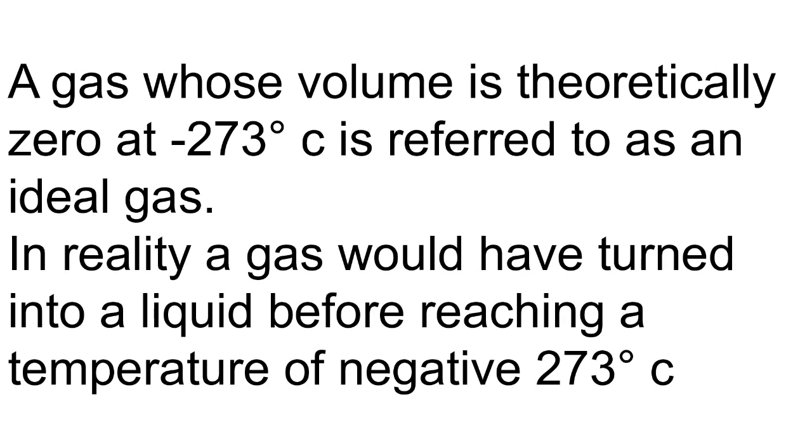A gas whose volume is theoretically 0 at negative 273 degrees Celsius is referred to as an ideal gas. So the gases which behave according to Charles' law are ideal gases. Now, in real sense, a gas would have turned into a liquid before it reaches that temperature of negative 273 degrees Celsius. But theoretically, we are saying a gas which behaves in such a manner that at negative 273 degrees Celsius, the volume is assumed to be 0, then that is what we call an ideal gas.